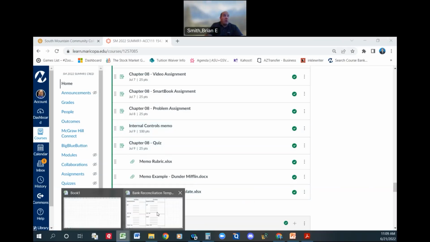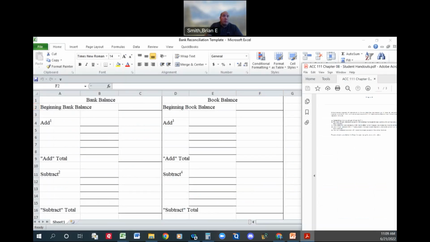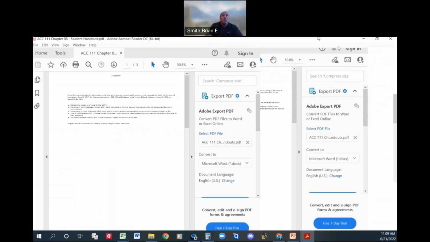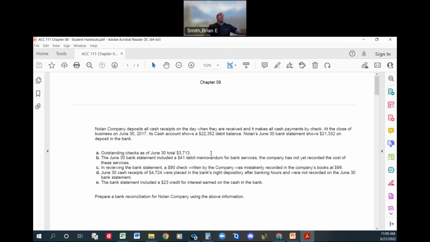It's something I created. You're free to steal it, use it, do whatever you want with it. It's going to bring up this bank reconciliation template. Now with this, I'm going to bring over our problem. I can get it over to this screen. There it is. So this is what we're going to be dealing with.